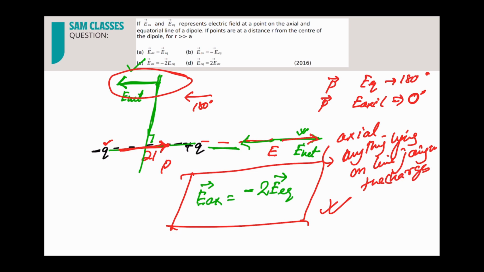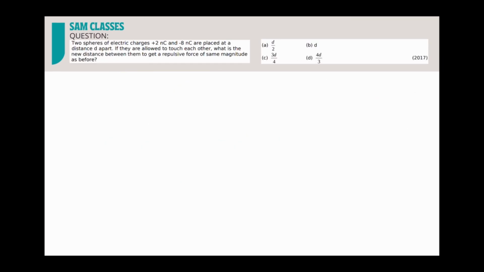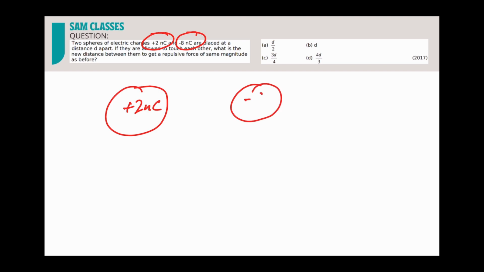Now let's see this question. Two spheres of electric charge plus 2 nanocoulomb and minus 8 nanocoulomb. So we have plus 2 nanocoulomb here and minus 8 nanocoulomb here, separated at a distance of d. Now, they're allowed to touch each other. First let's see the first case. Since they're separated, we use Coulomb's law. What will be the force of attraction? K Q1 Q2, so 16k by d square. Not going with the plus minus and all, we don't need that much. So this is the basic.